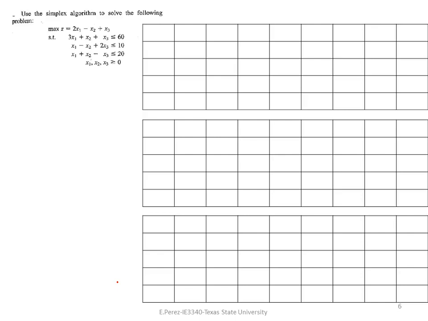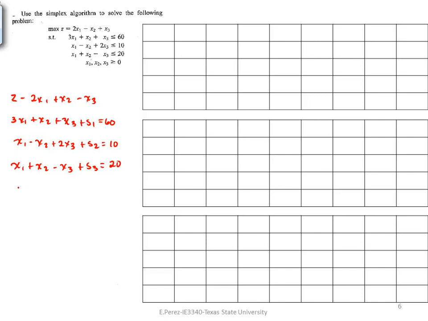In this one, we do the same thing. We start by changing this to standard form. x1 plus x2 minus x3, 3x1 plus x2 plus x3 plus s1 equals 60. x1 minus x2 plus 2x3 plus s2 equals 10, and x1 plus x2 minus x3 plus the slack variable s3 equals 20, and we have x1, x2, x3, s1, s2, and s3 greater or equal to 0.